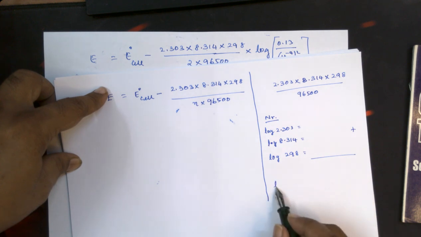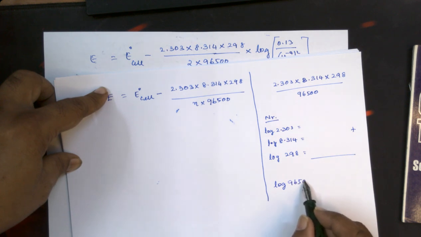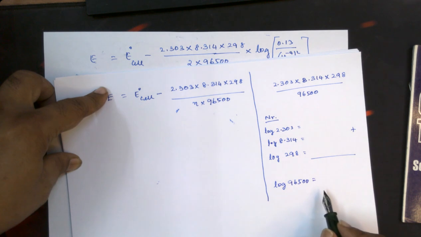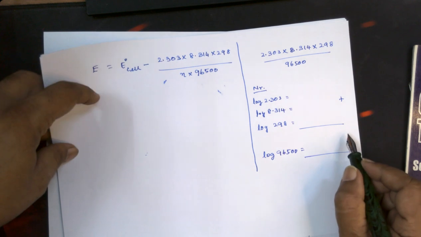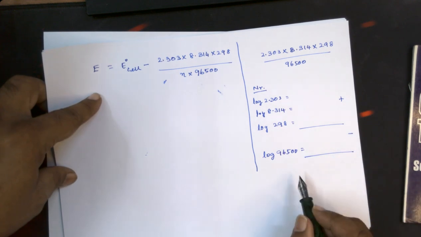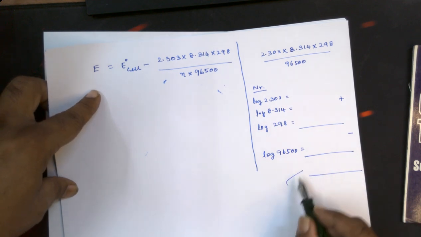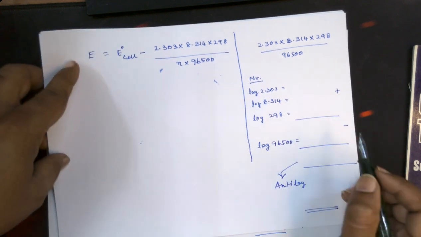And you have got log of 96,500. Okay. So that is equal to, take the value. So you had to subtract here. And you got the value. From this value you had to find out the anti-log. So once you are able to get the anti-log, you can get the value. Okay. Now let us proceed.